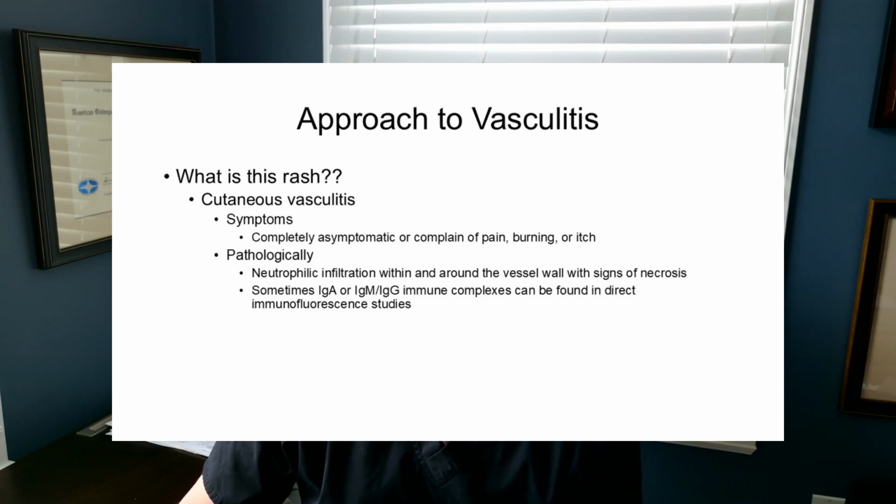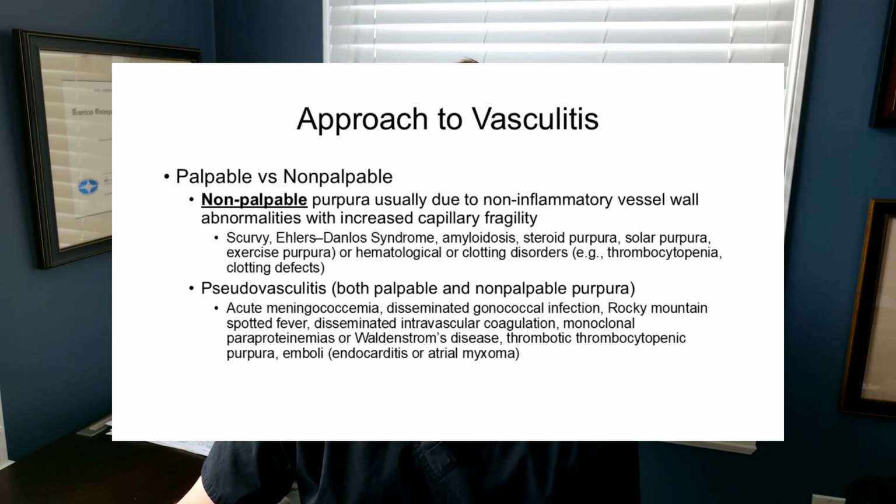Pathologically, on biopsy, leukocytoclastic vasculitis is defined as having neutrophilic infiltration around the vessel with signs of necrosis. Sometimes there are IgA or IgM or IgG immune complex deposits, which can be found by direct immunofluorescence studies. So when talking about whether the rash is palpable versus non-palpable, let's talk about the differential diagnosis for non-palpable rash. This tends to be more non-inflammatory, meaning that it's a defect hematologically or in the vessel wall itself.